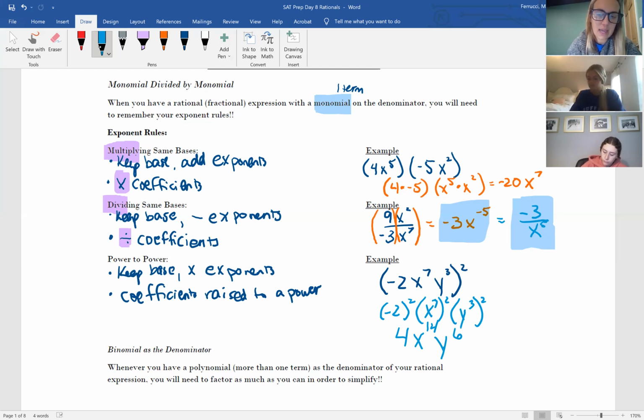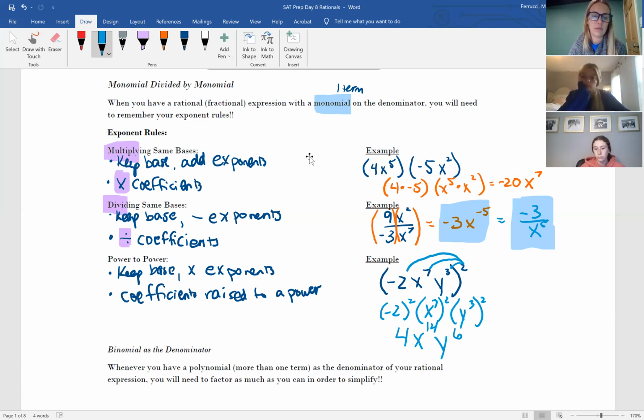So basically, because it's separated by a parentheses, I just distribute it to all of them. Okay, even the number in front. So remember, these are only with monomials, meaning one term, so you don't see any adding or subtracting in them.